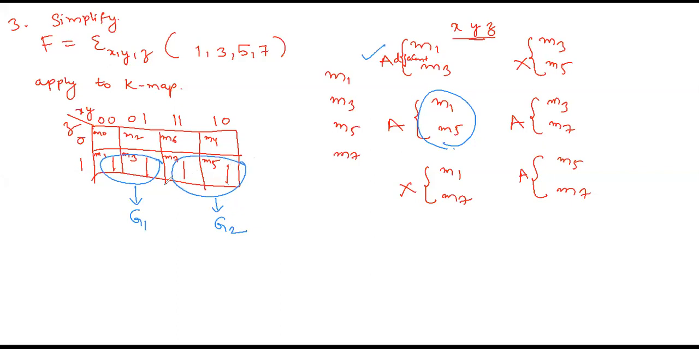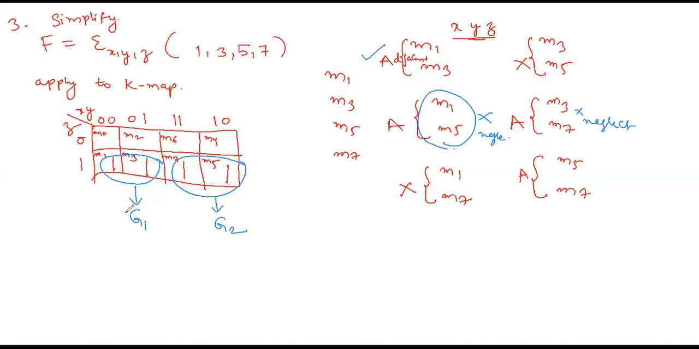So if you try to form M1, M5, because these two are already covered in the grouping, you will get a redundant term. So you can neglect M1, M5. Next, M3, M7. These two minterms are already covered. You can neglect. So finally, we have only M1, M3 as one group, and M3, M7, M5, M7 as one group.